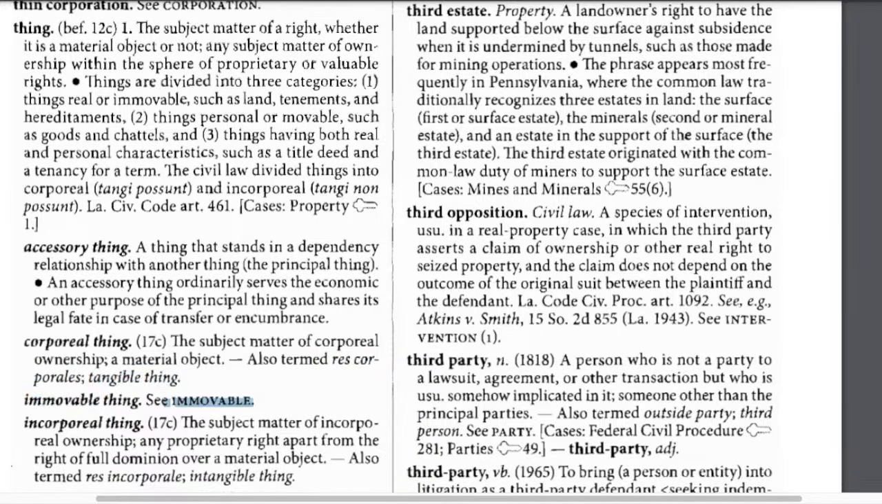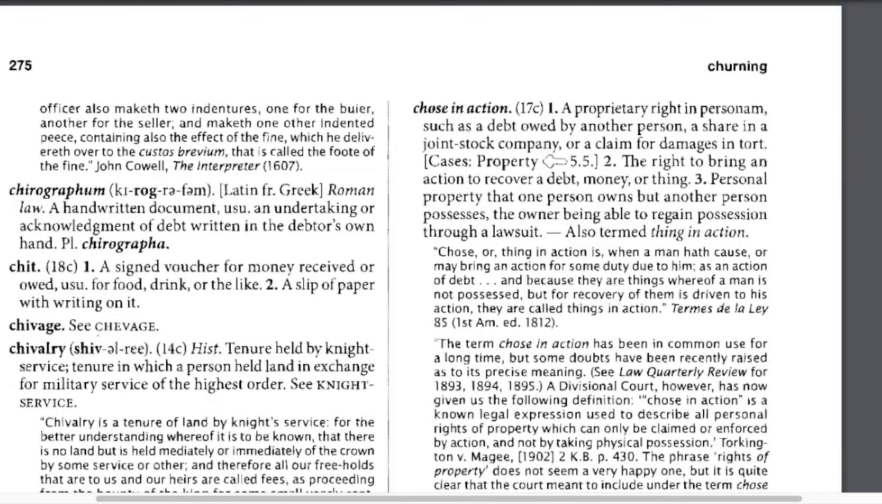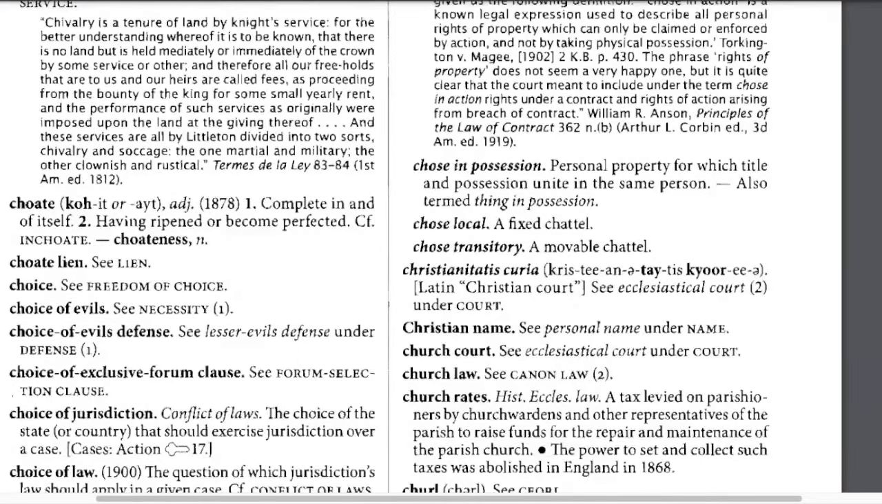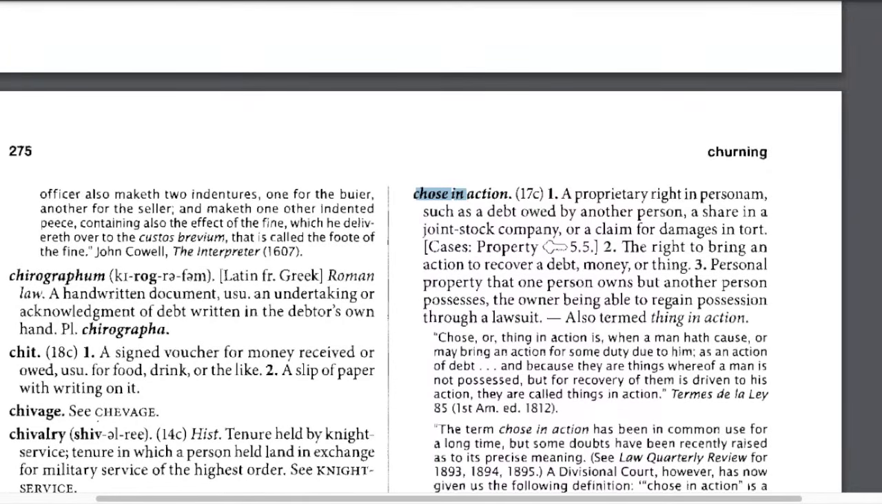And immovable things, see immovable, but we could go on for that, but we need to get back to where we were, which was shows. So now that we know what a thing is, we can understand what shows is. So shows, a thing. So one of those things, whether tangible or intangible, so you have both kinds of categories, and I assume the hybrid too, since you have both kinds. A personal article, a chattel. See thing.